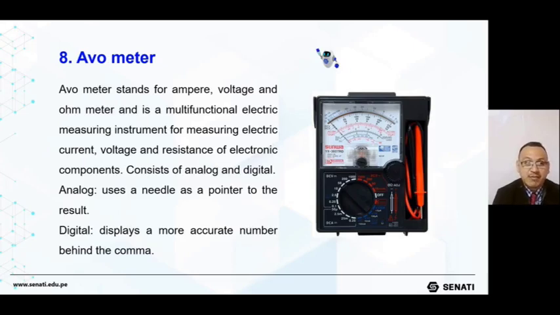Avometer. The avometer stands for ampere, voltage, and ohm meter, and is a multifunctional electric measuring instrument for measuring electric current, voltage, and resistance of electronic components. The avometer consists of an analog and a digital one. The analog one uses a needle as a pointer to the result, and the digital one displays a more accurate number behind the comma.